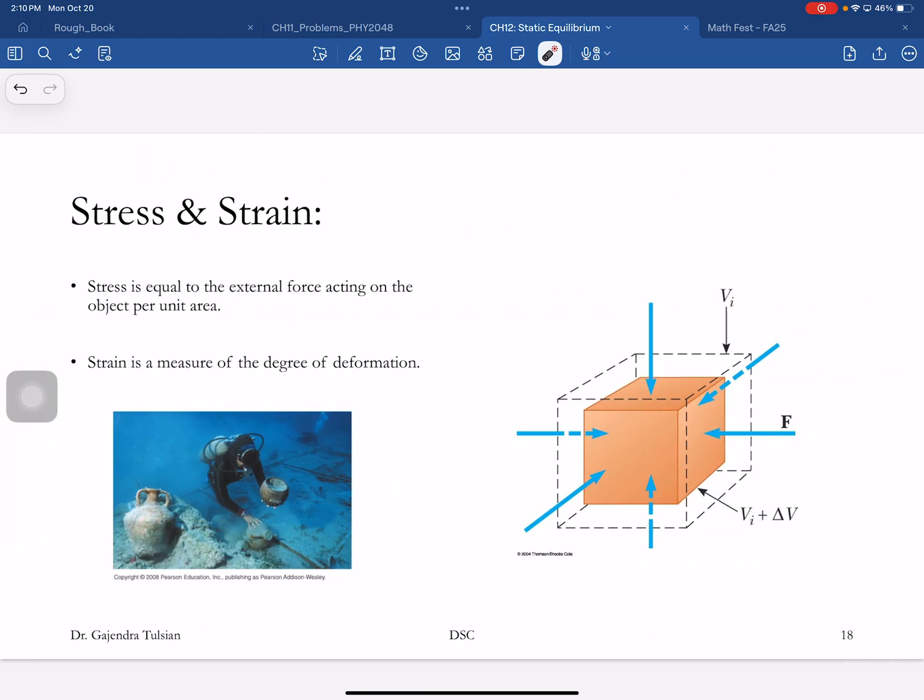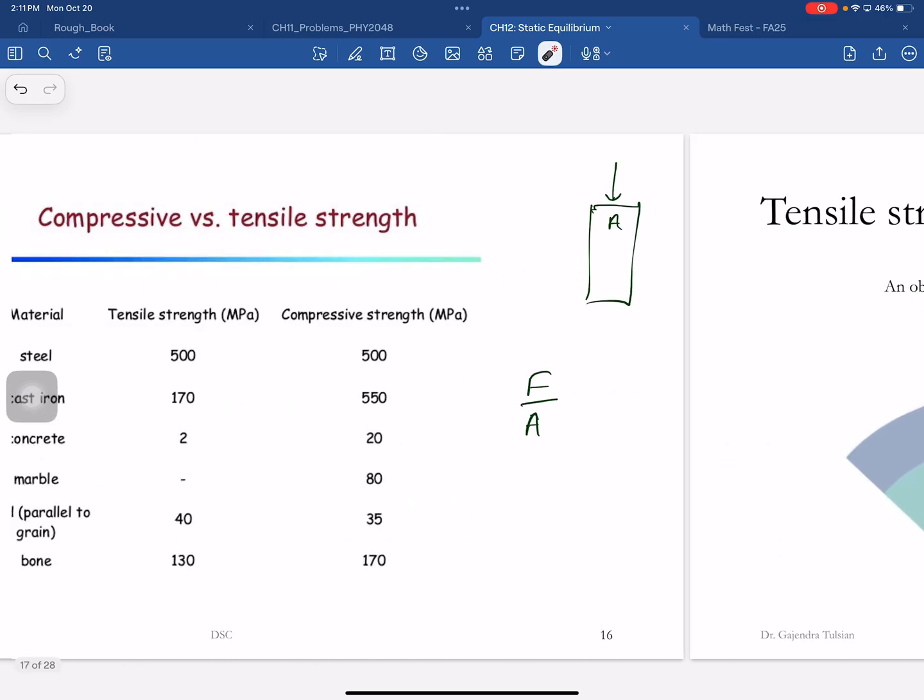Now here's another kind of deformation that you'll see. So let's say you put this cube underwater. The forces on it make the volume go smaller. Okay, so this is a volume deformation. So, all right. Now in this business, you have to understand 2 terms: stress and strain. Stress is equal to the external force acting on the object per unit area. So stress is force divided by this area. Okay?